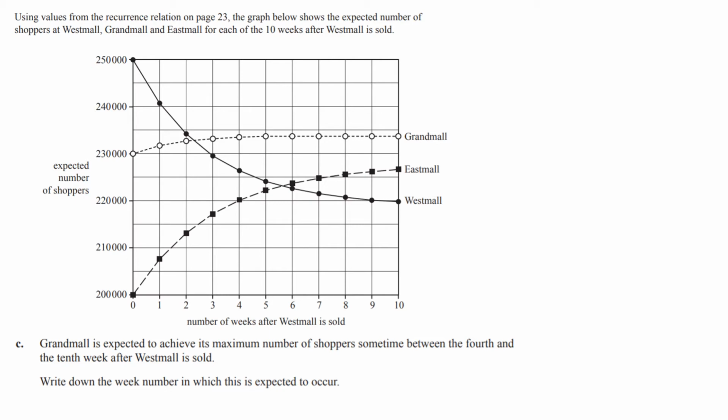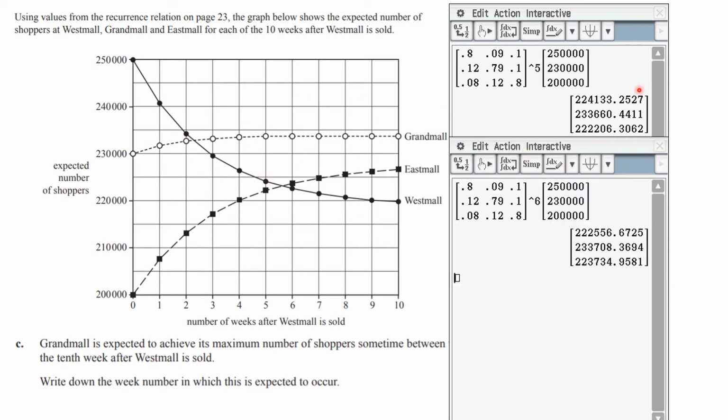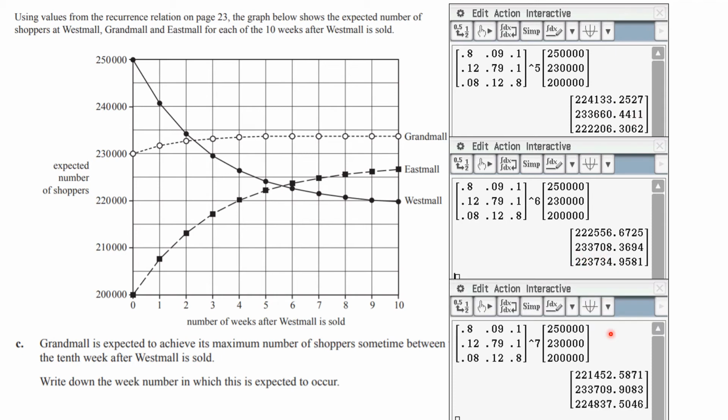You're just basically going to have to go through the transition matrices a bit. So all I did on my calculator was go back to what I did before, and I just inserted here a hat 5. And that gets me week 5. Because I can see it's not going to be week 4, the numbers are going up. That's week 6. Now, if you look here, Grand Mall was the second one on the list. So we've got 233660, then 233708, then 233709. So that's actually week 7 there. So it looks like week 7's peaking.